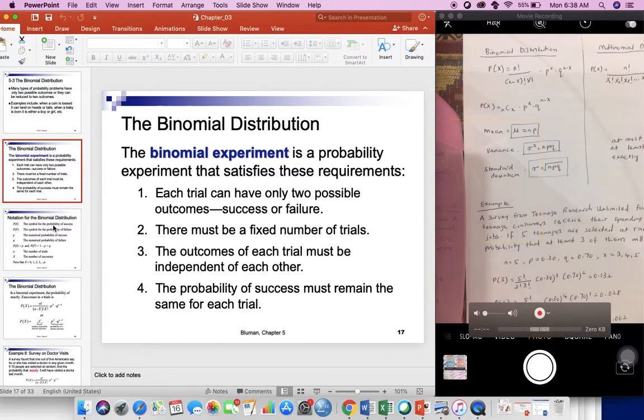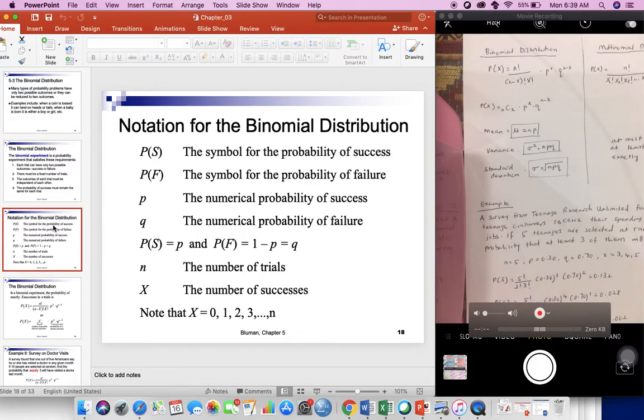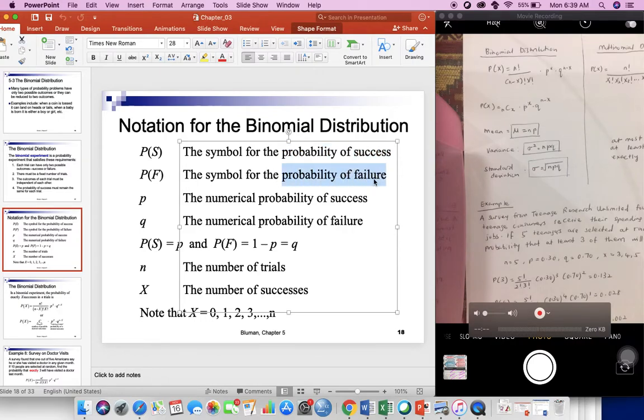Okay, so let's take a look at the notations of the binomial distribution. P(S) is the symbol for the probability of success. P(F) is the probability of failure. p is the numerical probability of success. q is the numerical probability of failure. So P(S) is equal to p, and P(F) is equal to 1 minus p, which is equal to q.